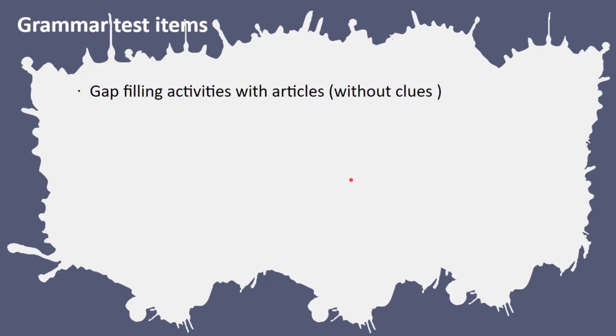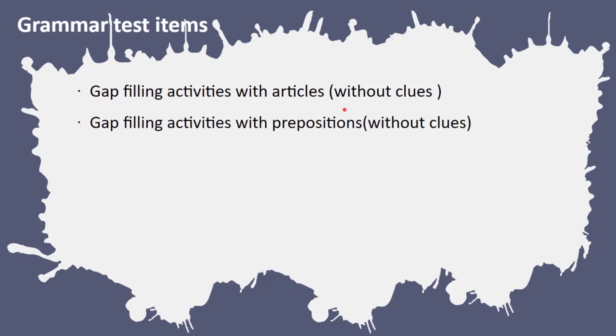Actually, you have to face the activities in your exam and you have to be skilled, you have to get the expertise in these items. The first item is gap filling activities with articles, and this is definitely without clues, and you know it very well because you have done this in your SSC or even JSC level. So these gap filling activities are without clues and you have to fill in the gaps with articles where necessary. And number 2, you have to complete the gap filling activities with prepositions.